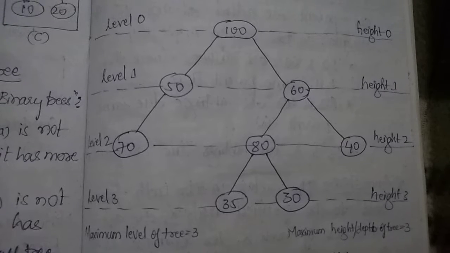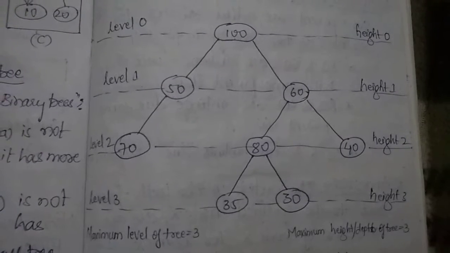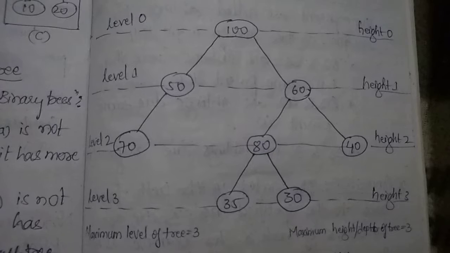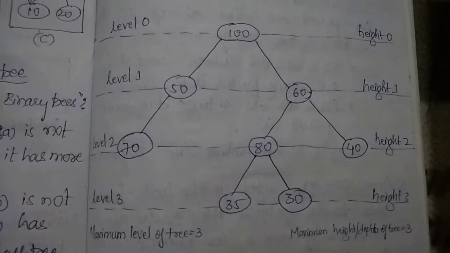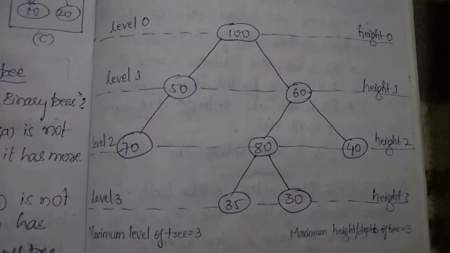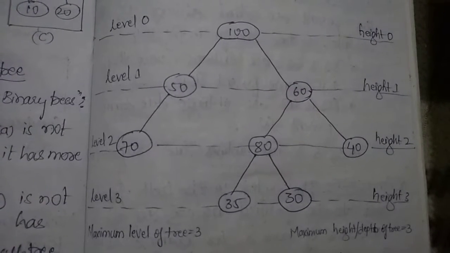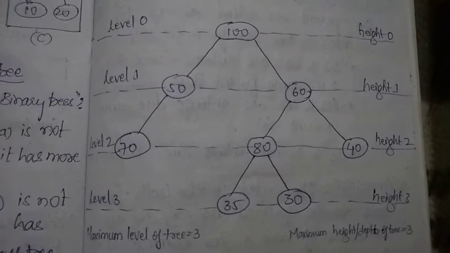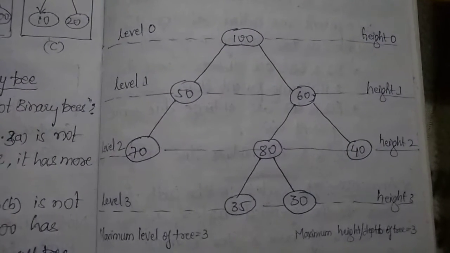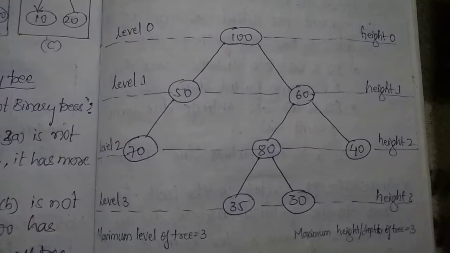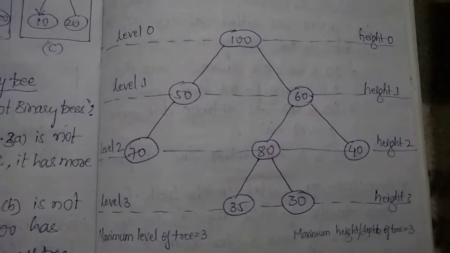Next is level. The distance of the node from the root is called the level of the node. In a tree, the root has level 0 and the level of any other node is one more than the level of its parent node. For example, in the figure, we have the levels marked, so every node gets a label indicating its level.